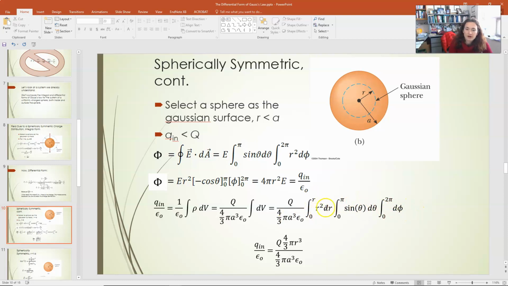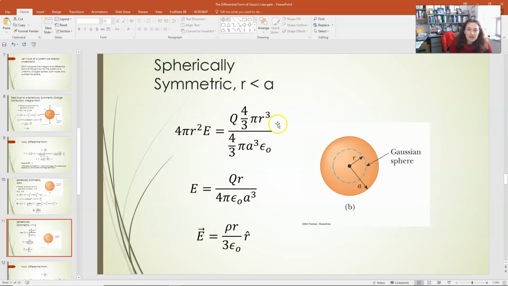And then when we integrate r squared dr, we get r cubed over 3, which we then evaluate from 0 to r, and it gives us r cubed over 3. So Q enclosed over epsilon naught gives us this equation: Q times 4/3 pi r cubed over 4/3 pi a cubed epsilon naught.